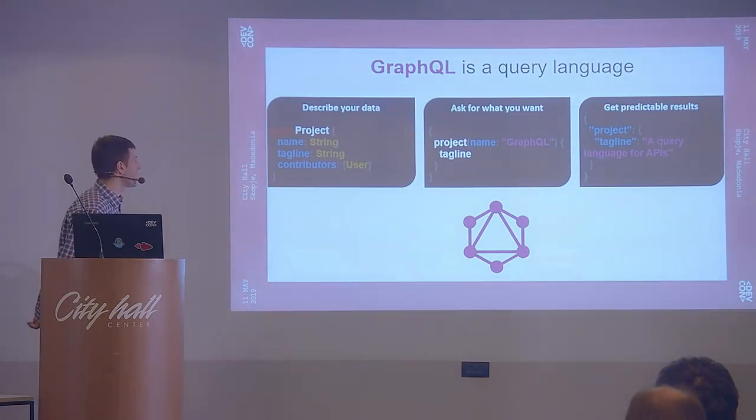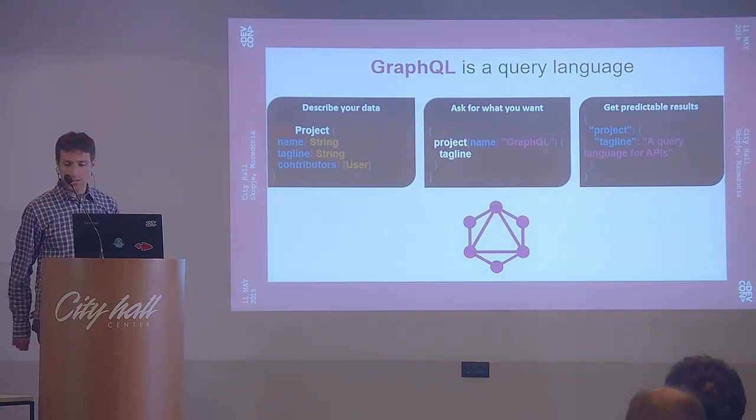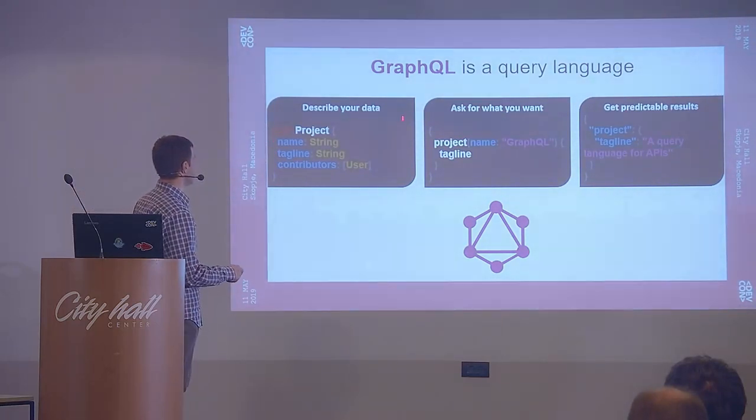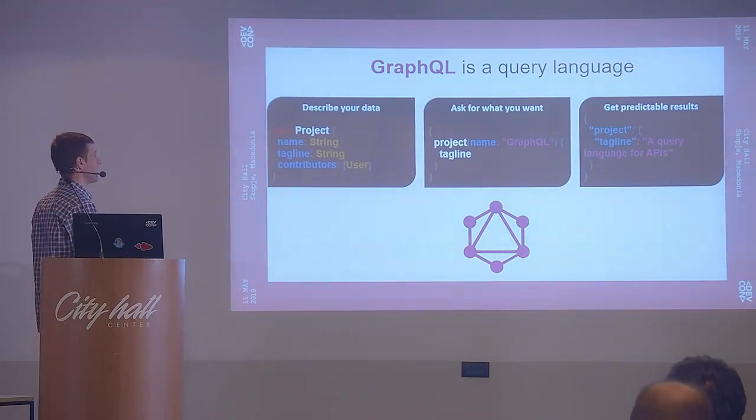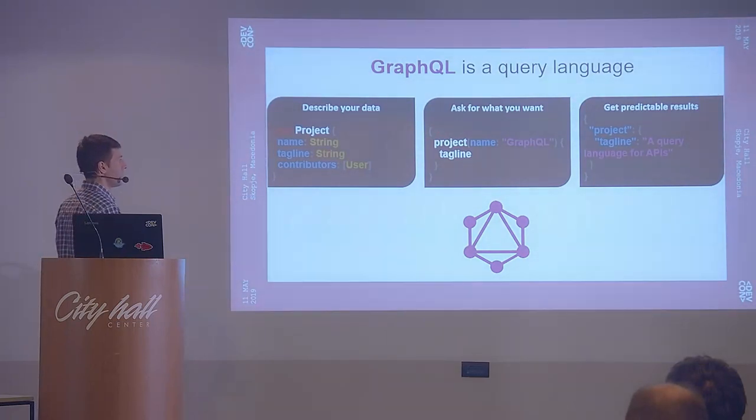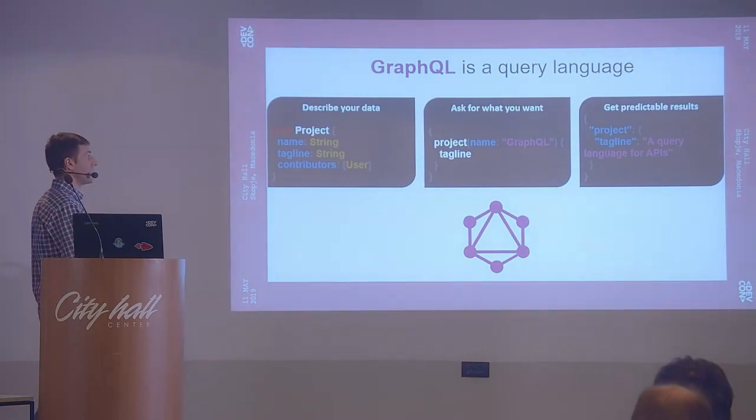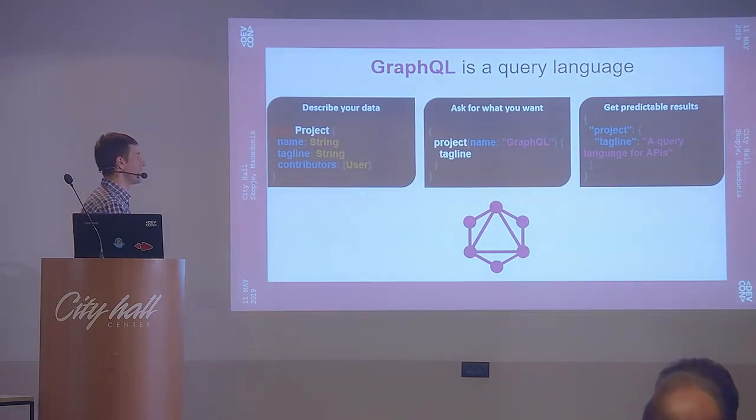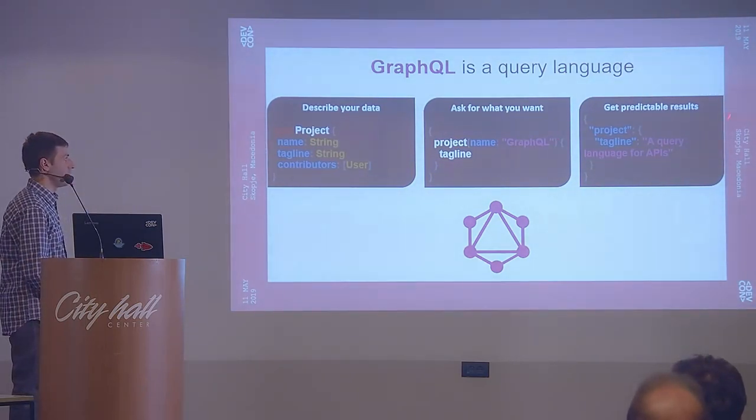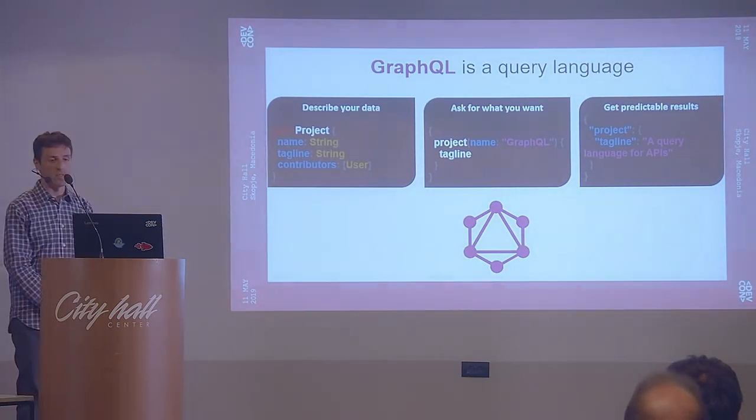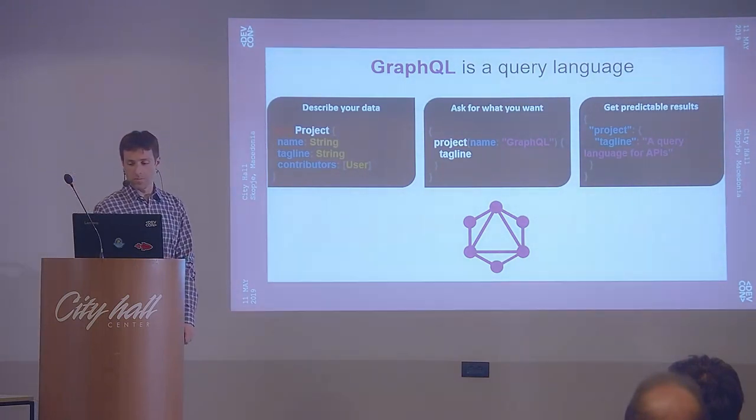The GraphQL language is a query language which can describe the data you have on the server side, and on the client side you send a request that asks for some data. So we will make a query that describes which type of data we want to have in the response. And because we asked for that data, we will know how the structure of the response would be.